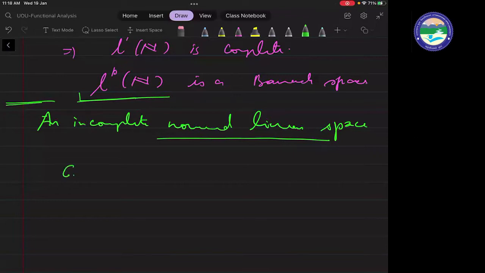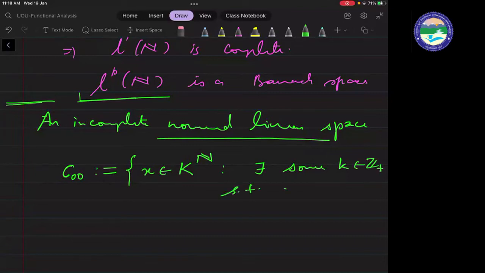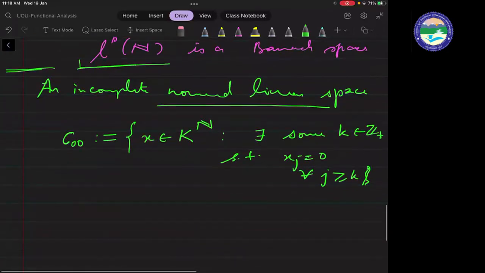You take a subspace, we will denote that by C naught naught. What is this? This is all those sequences in K such that there exists some K in Z plus such that xj equal to 0 for all j greater than or equal to K. What does this mean? This means these sequences are eventually constant sequences and the constant is zero. These are eventually zero sequences.